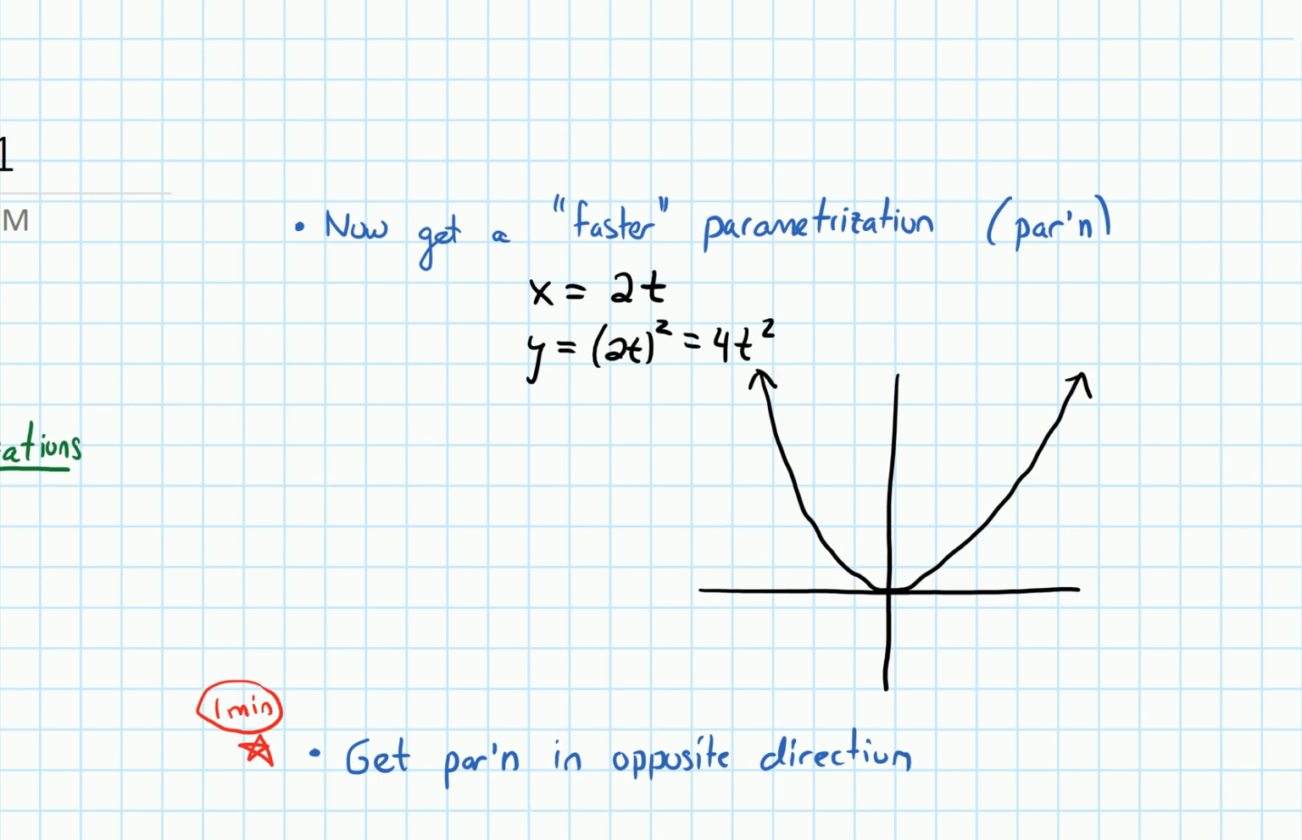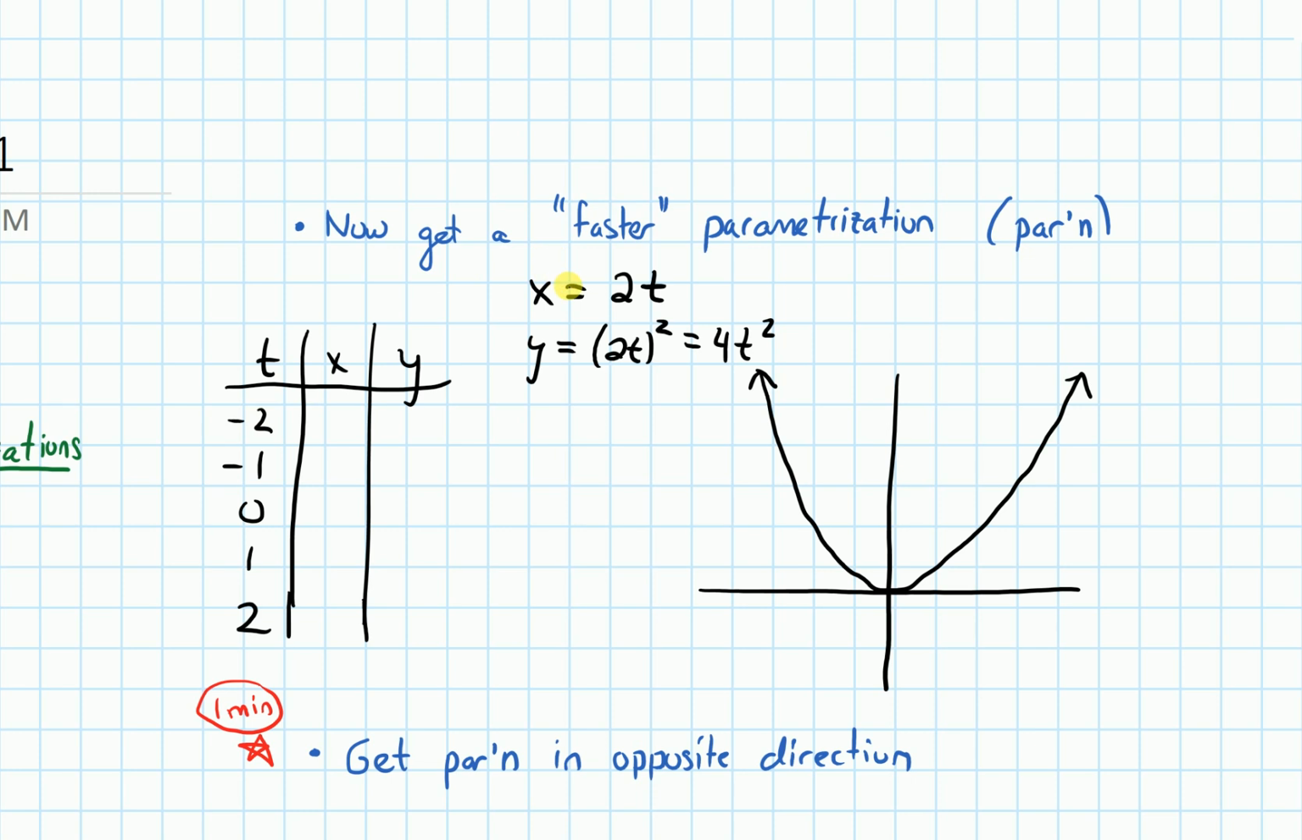But what this should change, hopefully, is the speed, how fast it's going. So let's make our table: t, x, and y. Just as before, I'll plug in -2, -1, 0, 1, and 2. If I plug these t values into x first, I'll get -4, and then -2. Plugging in 0, we get 0. And then we get 2. Plugging in 2 now, we get 4.